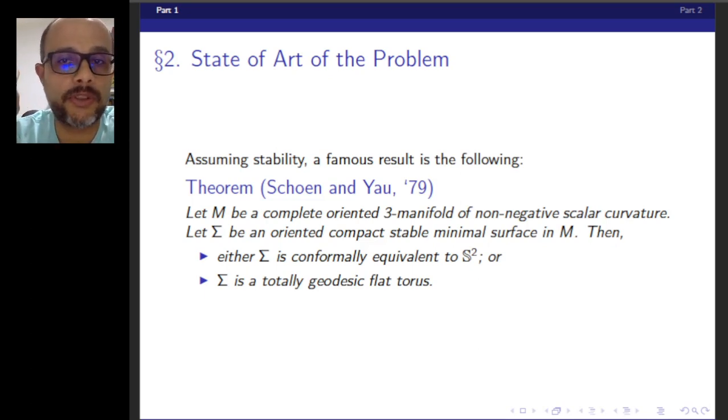I point out just this result because in this talk I'm interested in compact hypersurfaces. But one year later, Fischer-Colbrie and Schoen studied the case of complete hypersurfaces, and they characterized them in a way similar to this theorem.